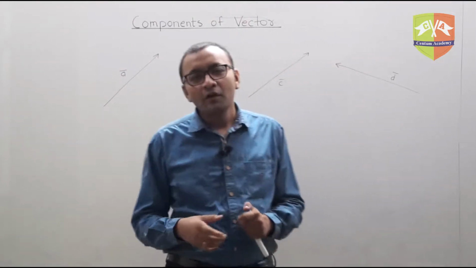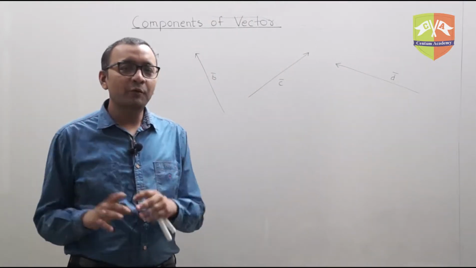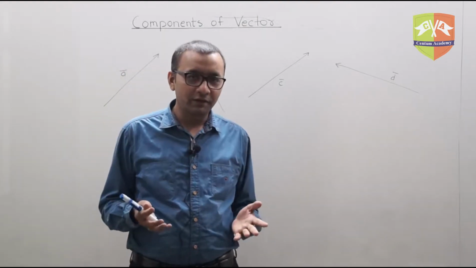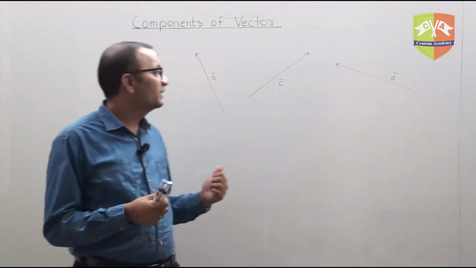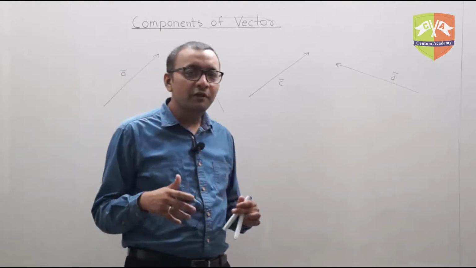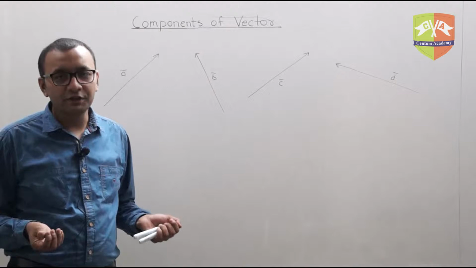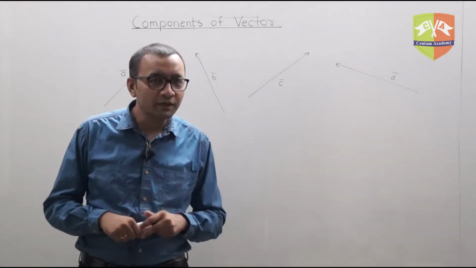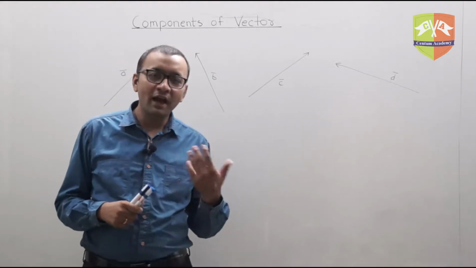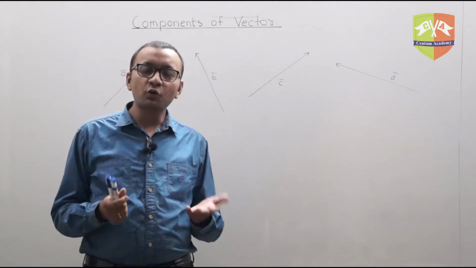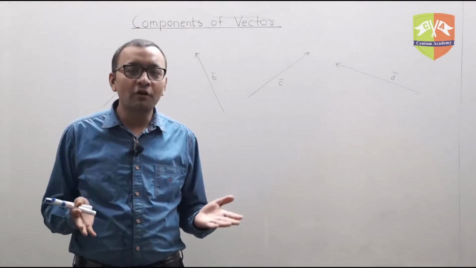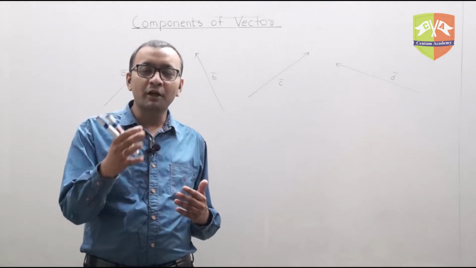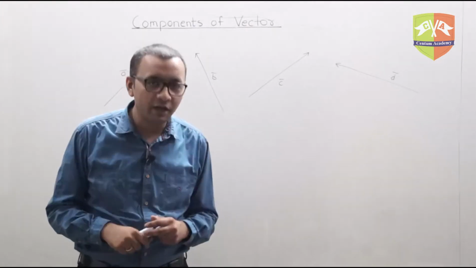So in the last video we learned about basic properties of vectors and how vectors are added and multiplied, right? Now this is a new topic where we will learn a new type of operation. Till now we always dealt with two vectors at a time. Whenever we had to add two vectors, we took two vectors and applied the triangle law of addition or the parallelogram law of addition, right? Similarly, dot product and cross product, we did two at a time.